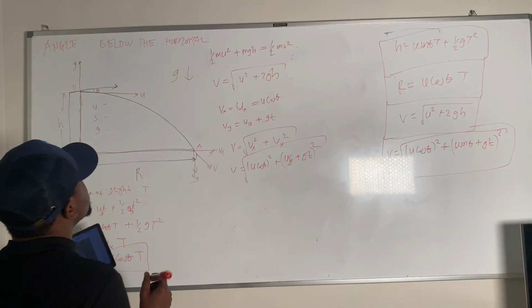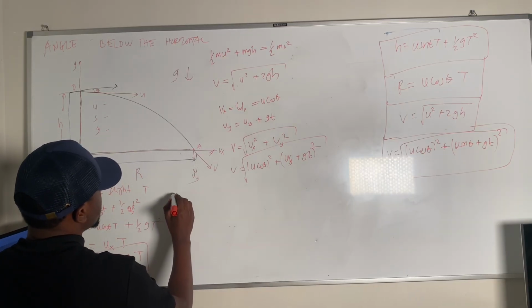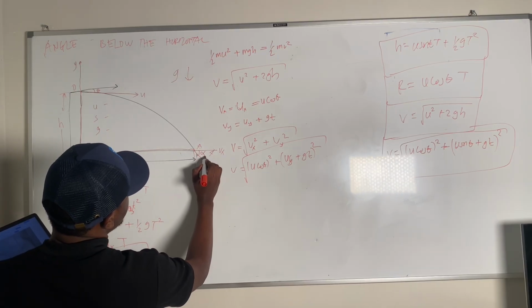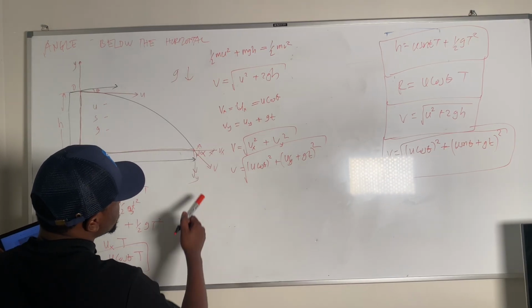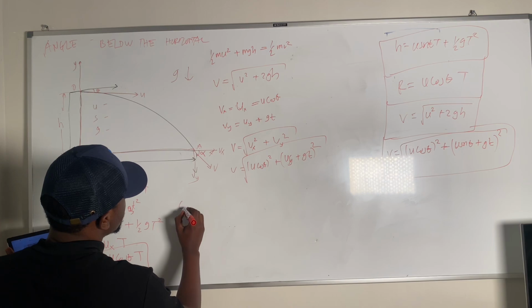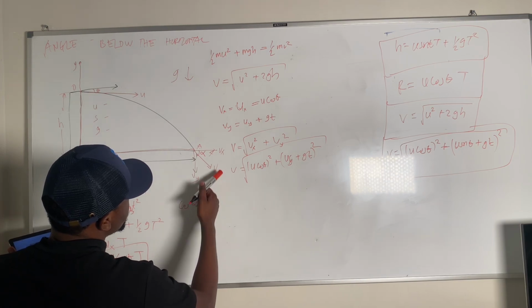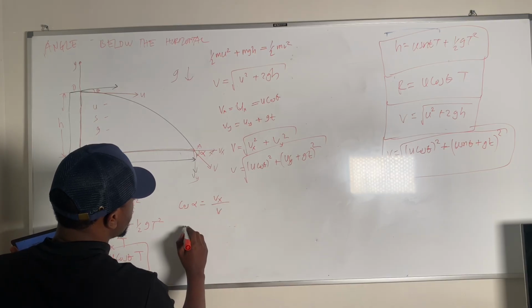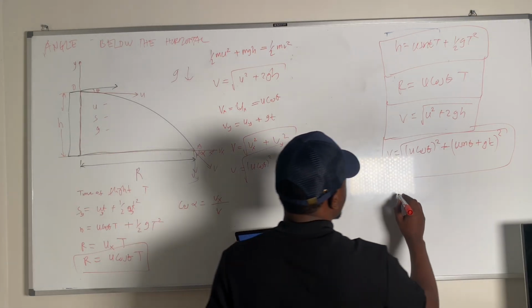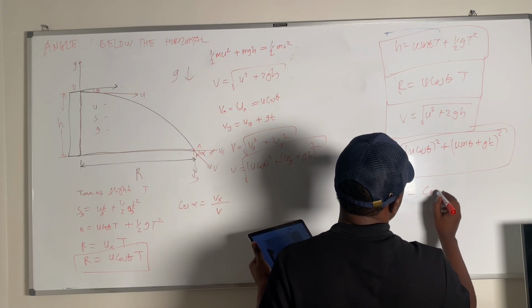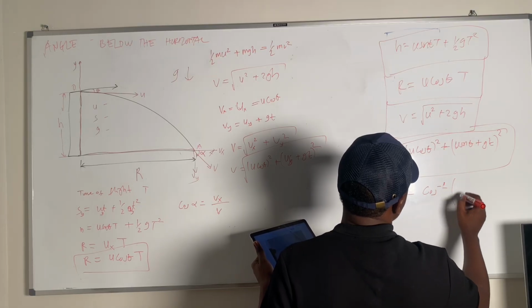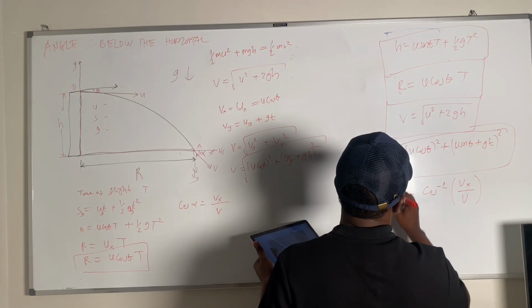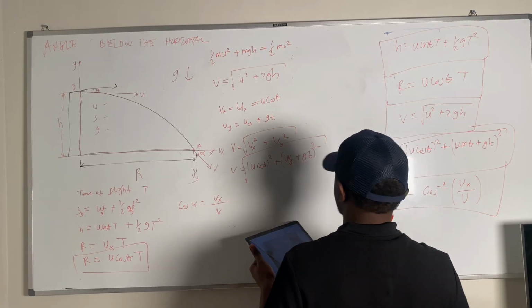Then the direction, we know from this expression, this is the direction alpha below the horizontal, for which cosine of alpha will be equal to velocity in x direction over v. So the angle alpha will be equal to cosine inverse of velocity in x direction over v. From here we will be able to get the direction.